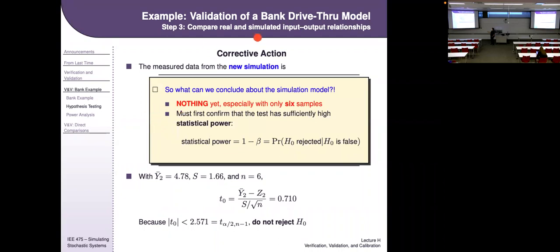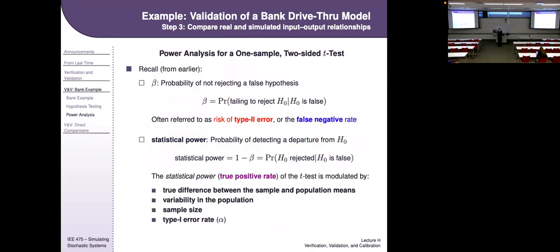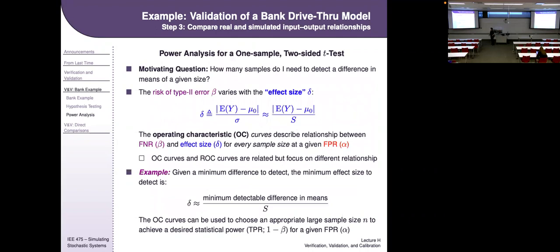So I have to confirm that my test has sufficiently high statistical power. I need to actually say, what is the statistical power for this test? And so that's where we do a power analysis, and as we talked about at the beginning of class, beta and 1 minus beta. We can do a power analysis for a 1 sample 2-sided t-test. What we do is calculate an effect size, which relates to the minimum detectable difference in our means for us to consider them to be a different hypothesis, or to be considered not from the null.